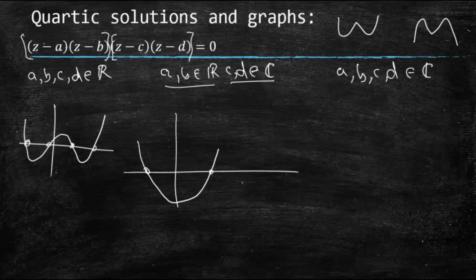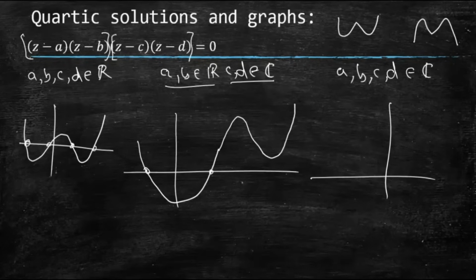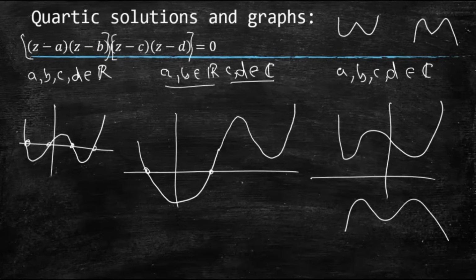And then furthermore, there are no crossing the x-axis, so the quartic function would look like this. It doesn't cross the x-axis anymore. And obviously when all four are complex numbers, it doesn't cross the x-axis at all, so it should either look like this or look like this, above or below the x-axis. Hope this is clear here.